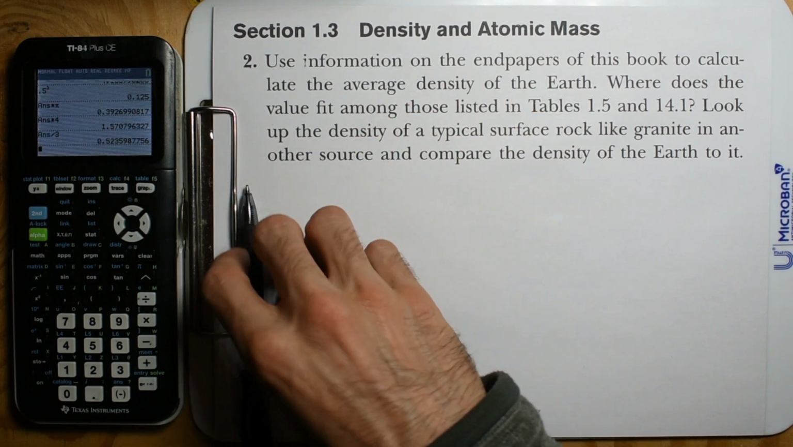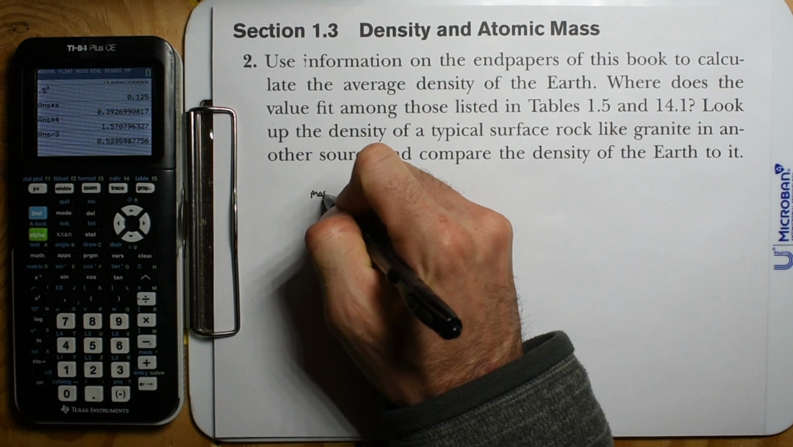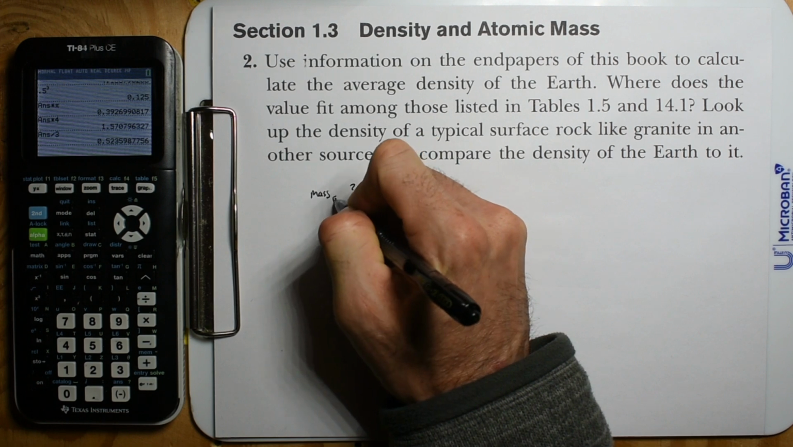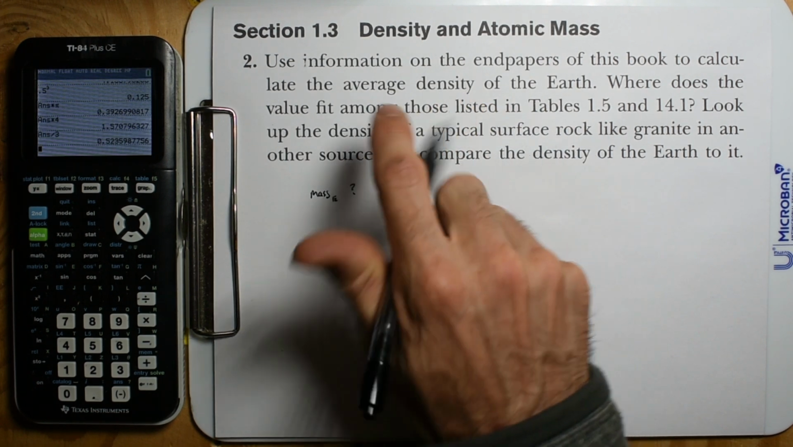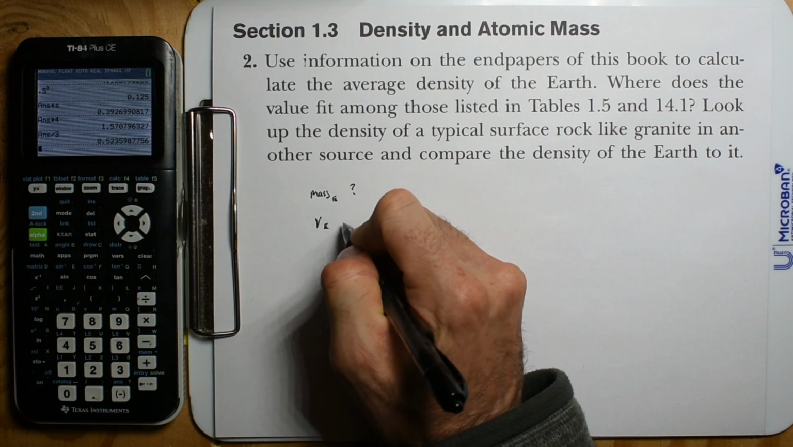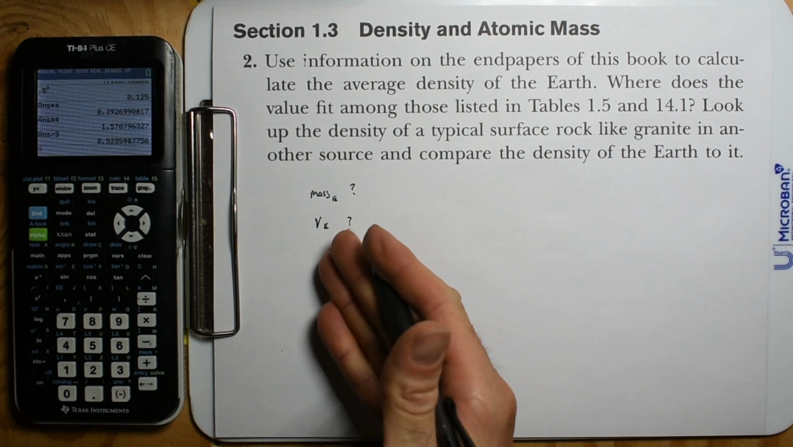We know that's mass. So what's the mass of the Earth? That's a great question. Let's just say no one knows. And then, the density also has to do with the volume of the Earth. You know what I mean? What's the volume of the Earth?